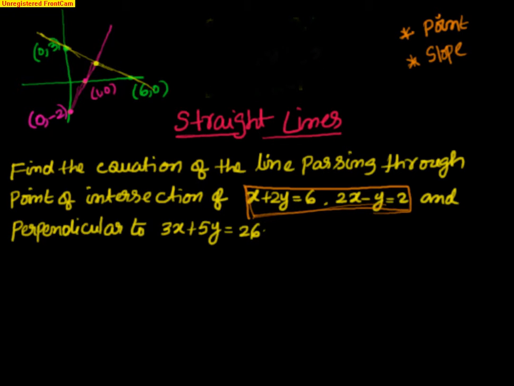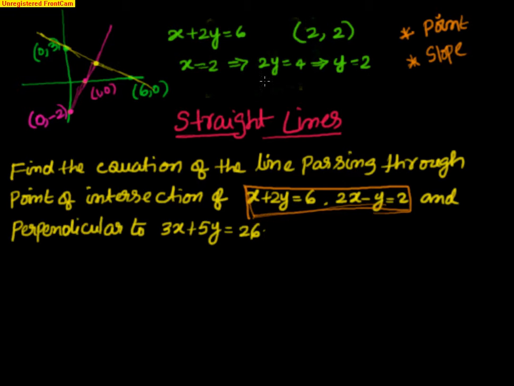Now let me try to substitute x equal to 2 in both the equations and see what happens. x plus 2y is equal to 6. If I put x equal to 2, it gives me 2y equal to 4, which gives me y equal to 2. Super. The point is 2 comma 2. Now let us see whether this point is satisfied by the second line. What is the second line? 2x minus y is equal to 2. If I substitute 2 comma 2 there, 2 into 2 minus 2 is equal to 2. So this point is nothing but 2 comma 2.